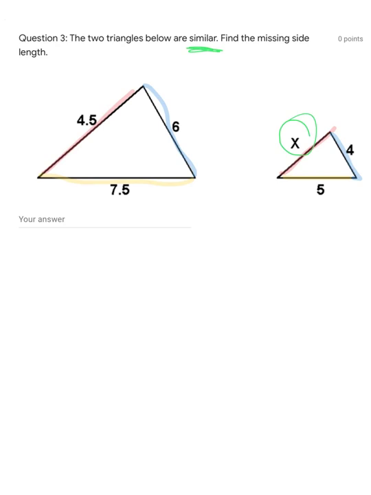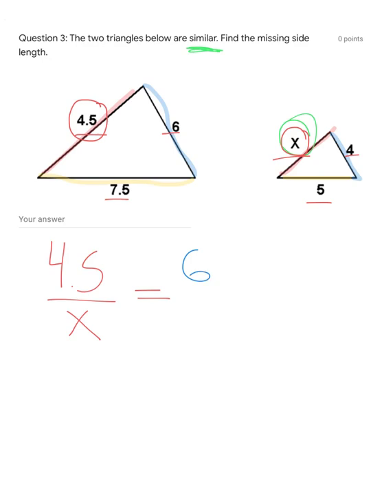So let's look at those red corresponding sides. So we have a side length of 4.5 to a side length of x. I'm going to set up the ratio 4.5 to x. Okay, once again, coming from our corresponding sides. Equals, now we have two options here. We could use 7.5 and 5 or 6 and 4. We just need another ratio to set equal to. Now the 6 to 4 is a little easier to work with, so I'm going to use the 6 to 4 ratio. A little easier to work with.